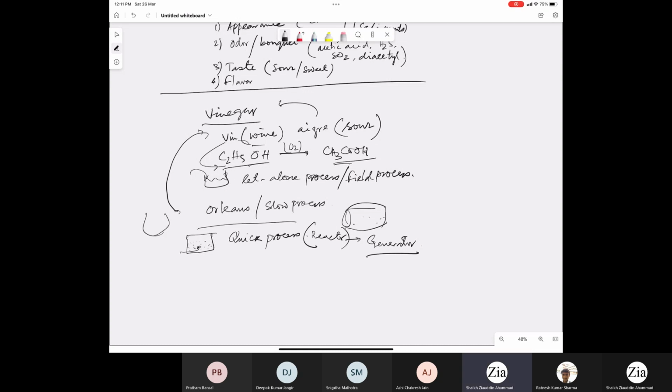So typically for vinegar production, we rely on different strains of Acetobacter, but one of the common species is Acetobacter oxydans, which will oxidize the alcohol, and then it will produce the vinegar.